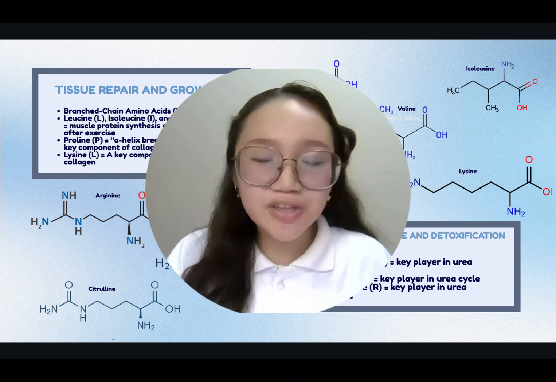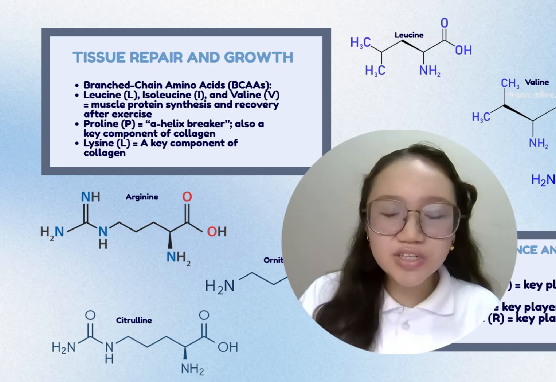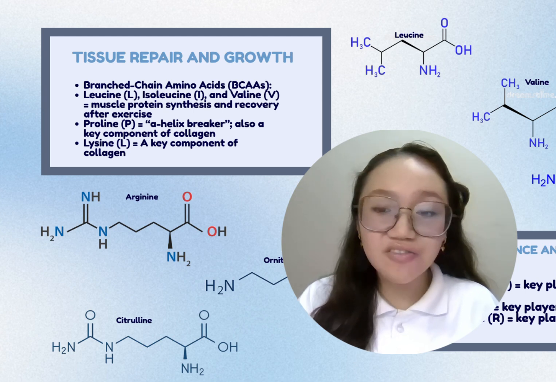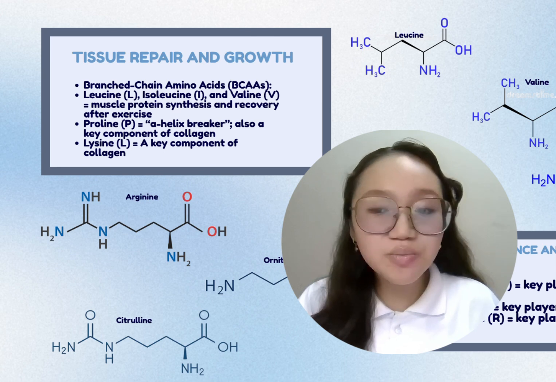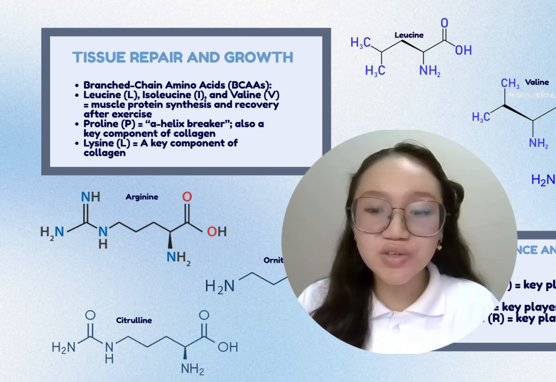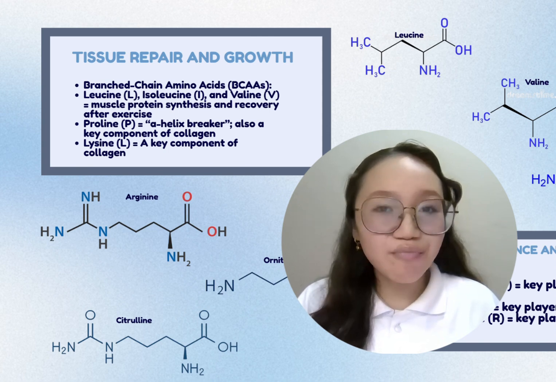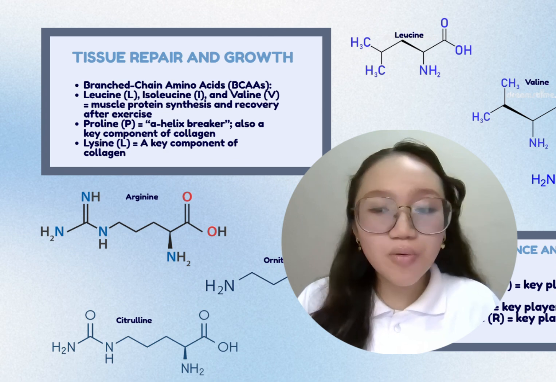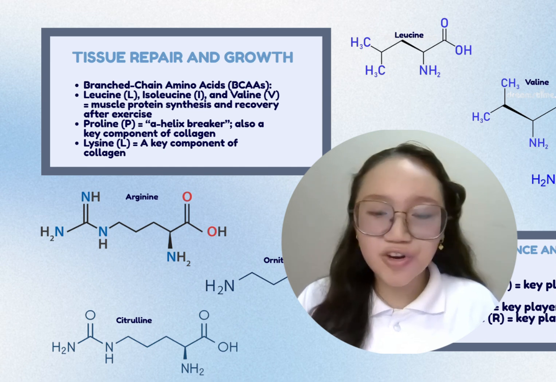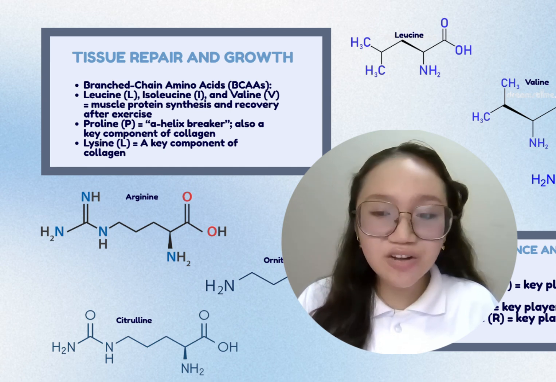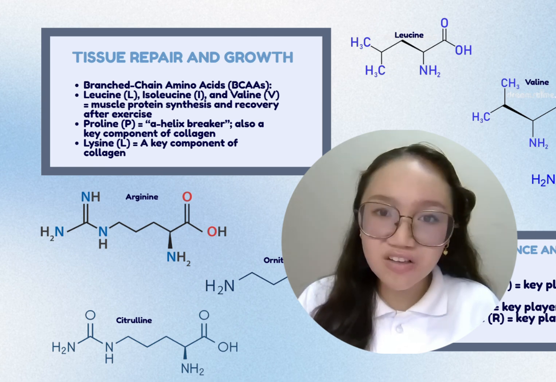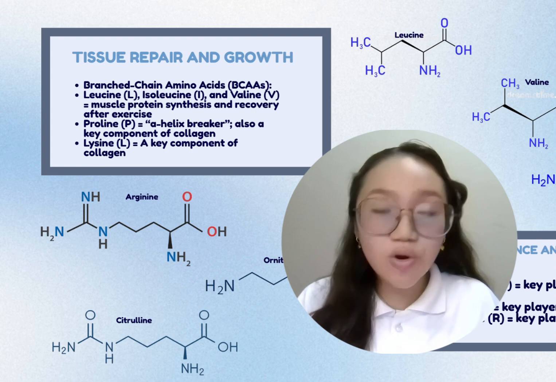Specific amino acids are particularly important. For example, branched-chain amino acids such as leucine, isoleucine, and valine are crucial for muscle protein synthesis and recovery after exercise, which directly contributes to muscle growth and repair. We also have proline and lysine, which are key components of collagen, the most abundant protein in the skin, which is vital for your skin, bone, and connective tissue integrity. Without these specific building blocks, our bodies simply couldn't repair themselves or grow effectively after an injury or during development.